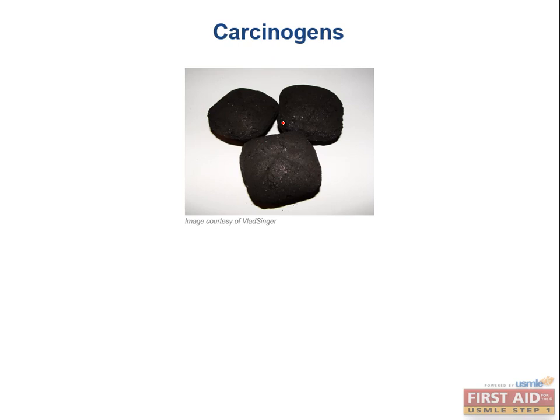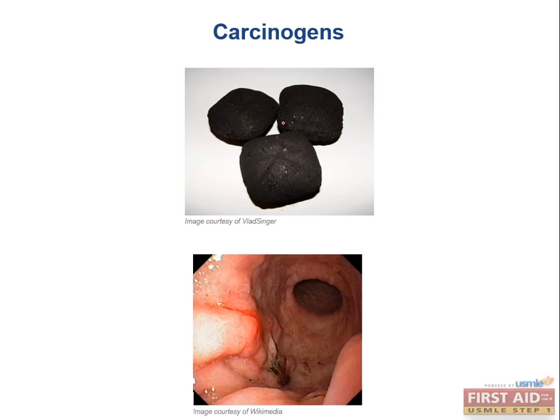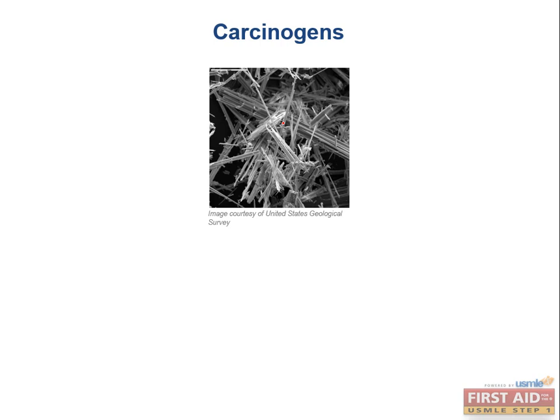All right, charcoal. Smoked meats and charcoal grills, especially in Japanese countries, are associated with what types of cancer? Gastric, the stomach, right? There's toxins in the charcoal that actually can cause gastric cancer, and it's especially prevalent in Japan, so know that association. The boards like associations.